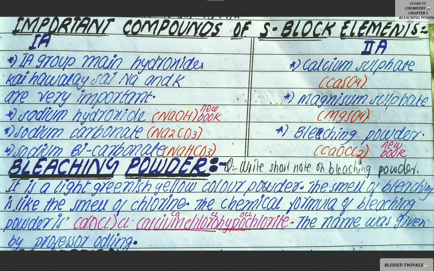We are continuing chemistry chapter number 1, in which S block and P block elements. We have some important compounds of S block elements, and that includes sodium hydroxide, sodium carbonate, sodium bicarbonate from group 1A, and group 2A includes calcium sulfate, magnesium sulfate, bleaching powder. In today's video we are just going to discuss bleaching powder: how it is prepared, what are its uses, what are the chemical reactions, how does it react with other substances, other compounds.